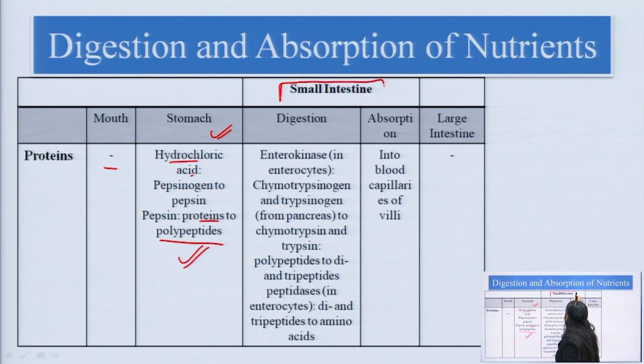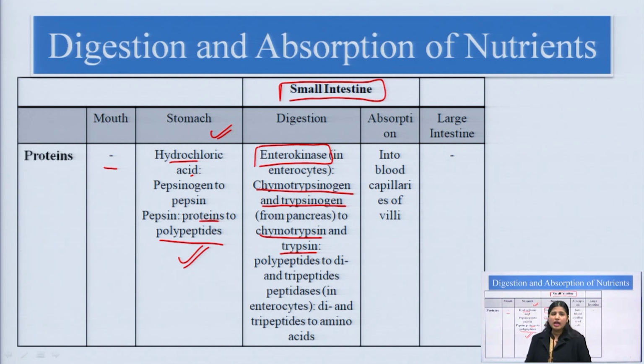Now, we will see the small intestine. So, what is going on with the proteins in the small intestine? There is one enzyme, enterokinase. This enterokinase is present in the enterocyte cells in the small intestine. Now, what is this enterokinase doing? It is converting chymotrypsinogen and trypsinogen to chymotrypsin and trypsin. And both chymotrypsinogen and trypsinogen are obtained from the pancreas in the pancreatic juices.